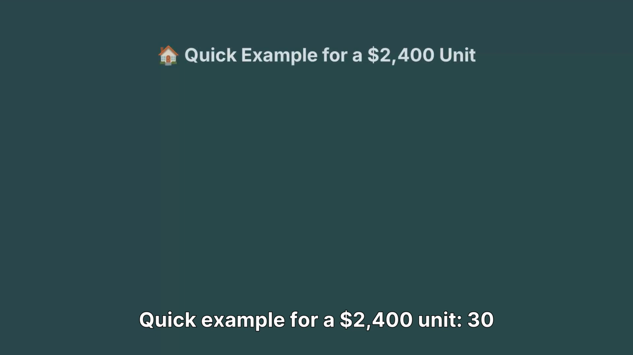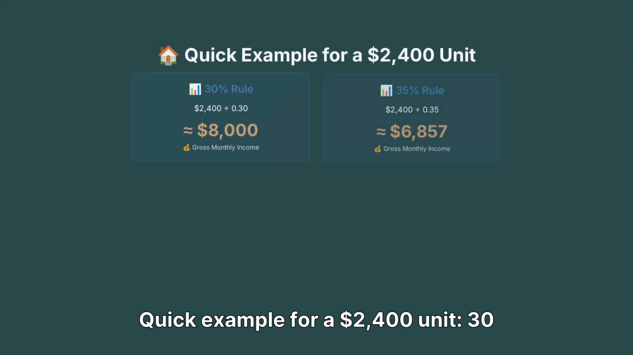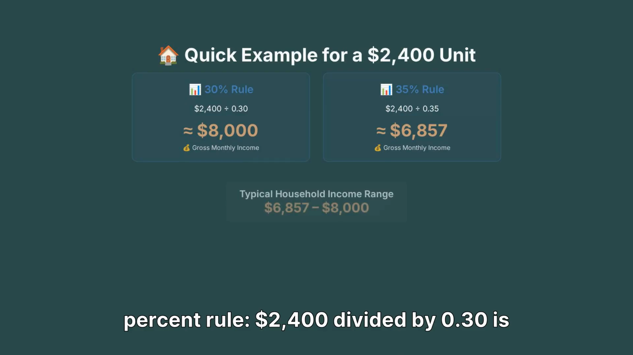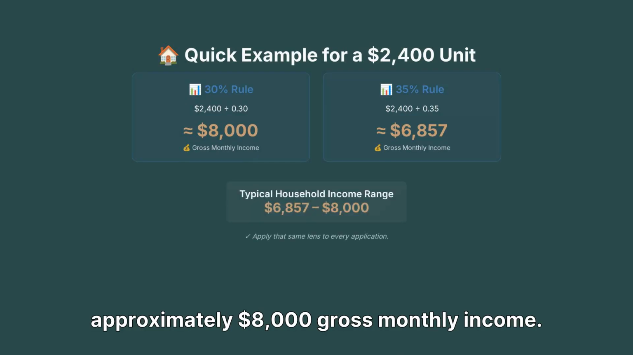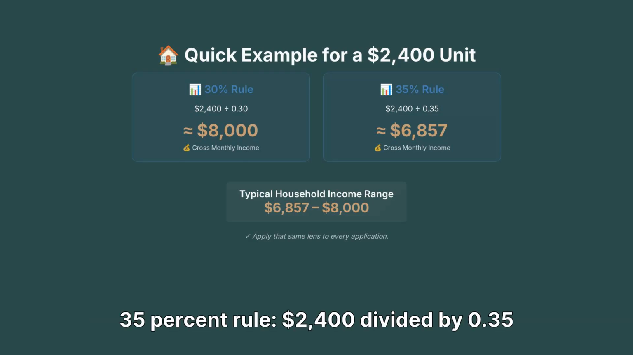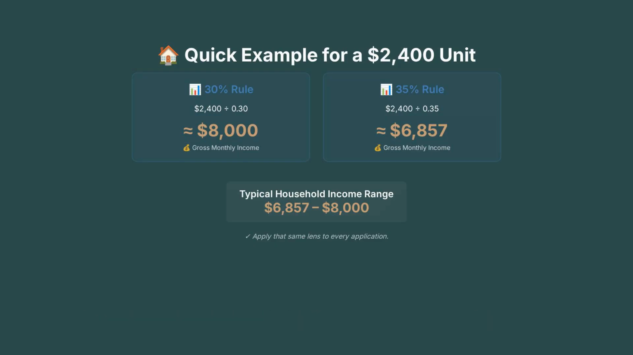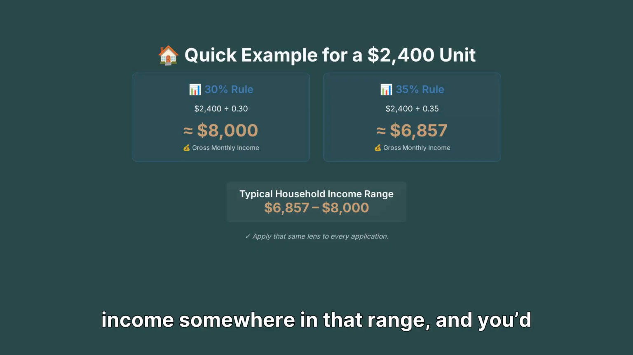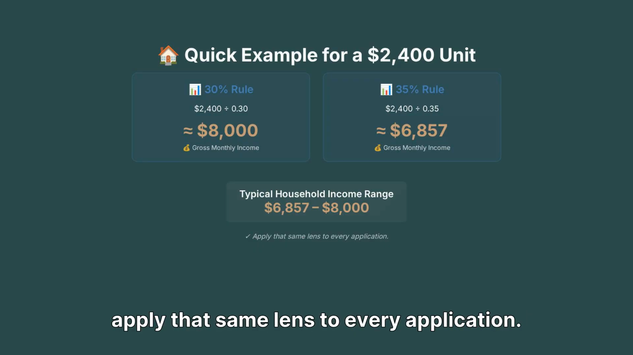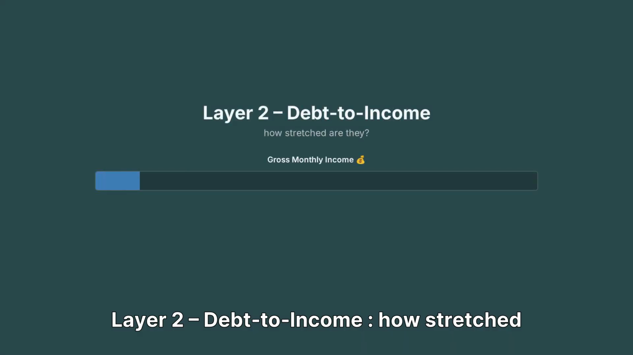Quick example for a $2,400 unit. 30% rule: $2,400 divided by 0.30 is approximately $8,000 gross monthly income. 35% rule: $2,400 divided by 0.35 is approximately $6,157 gross monthly income. So you'd typically look for a household income somewhere in that range, and you'd apply that same lens to every application.